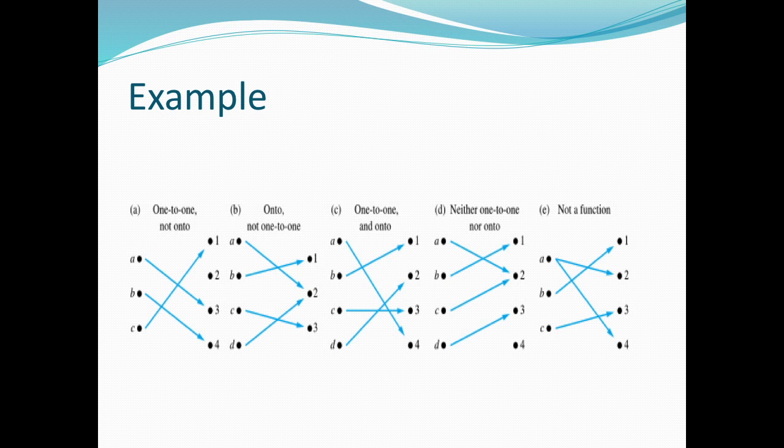Now take, for example, figure B. In figure B, we have an onto function but not one-to-one. Why is it onto? 1 is mapped by B, 2 is mapped by C, 2 is mapped by D, and 3 is mapped by C. Now why is it not one-to-one? Because look here, A is mapped to 2, B is mapped to 1, that's fine. Now C is mapped to 3, but D is mapped to 2. So there are two mappings going to 2, which means it's not a one-to-one correspondence, and this is not a bijection.